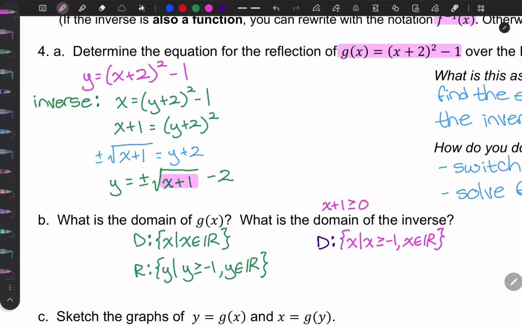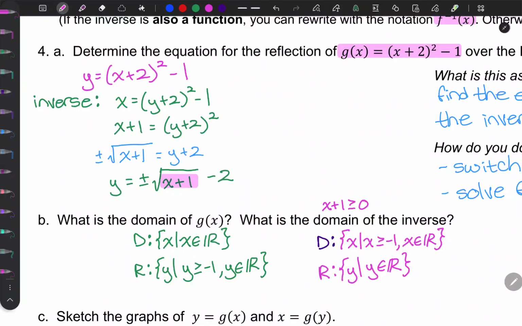We don't have any such restrictions on y. And again, because we have this plus or minus from before, we actually have both halves of the square root function. Remember, the square root function has a positive half, or with a negative sign can have a negative half as well. So because of that, we actually have all real numbers for a range. So our range is y such that y is an element of all real numbers.